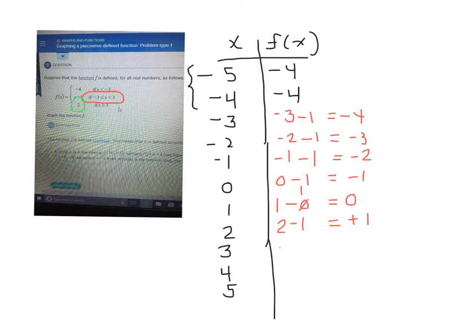So when x is 3, f of x is 2. When x is 4, f of x is 2. And when x is 5, f of x is 2. So now what does this graph look like? Well, you're going to have a red portion of the graph, a black portion of the graph, and a green portion of the graph. So let me add a graph grid here, and we'll take a look at this.